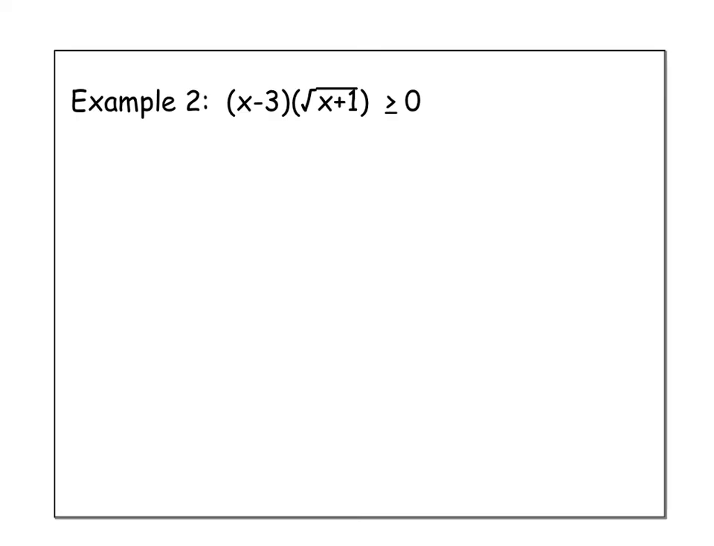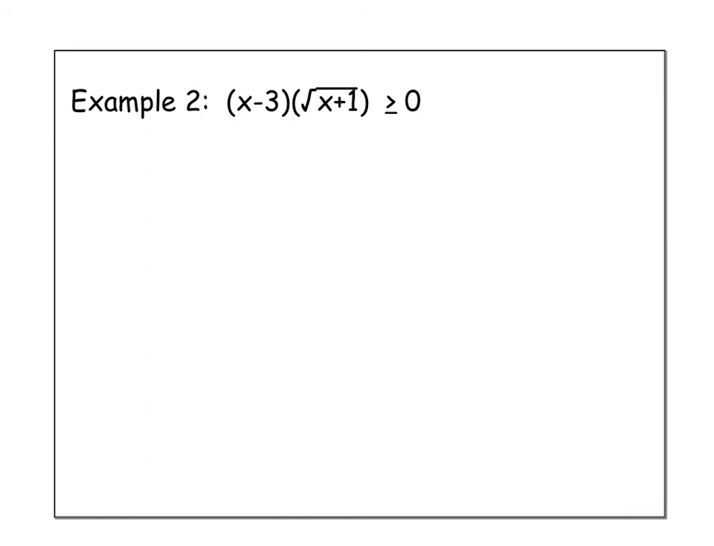All right, let's take a look through. Let's walk through one more of these. So let's take a look here. We have (x minus 3) times the square root of (x plus 1) greater than or equal to 0. We want to solve the inequality again using that split method where we solve, then we plot, and then we do interval test.